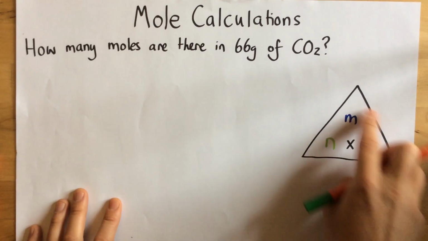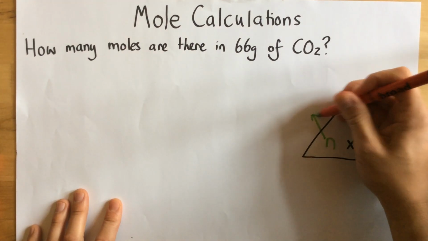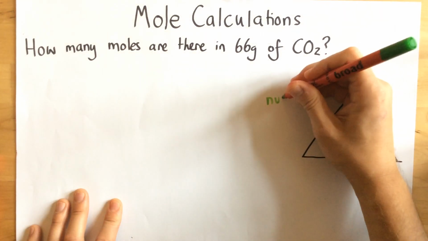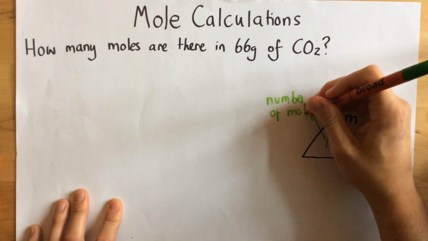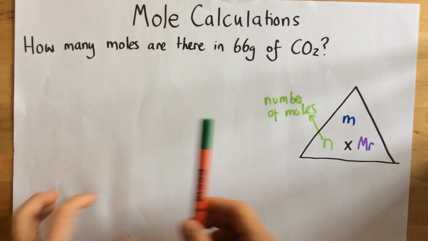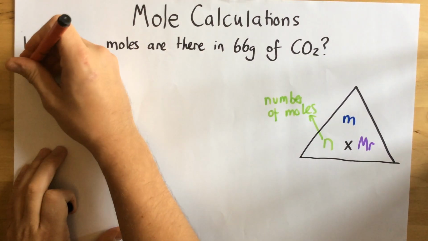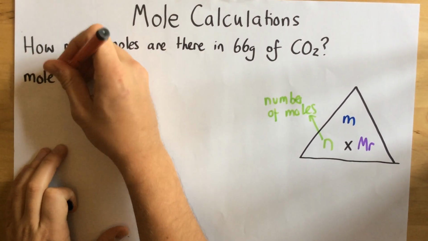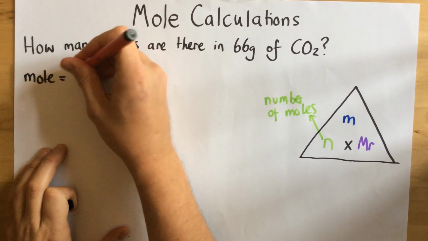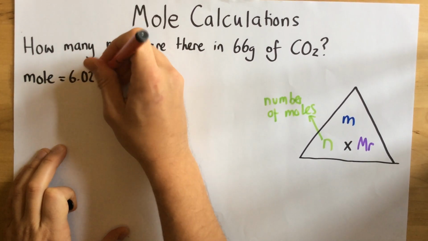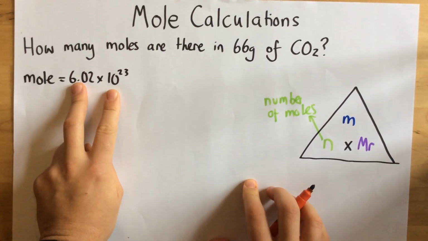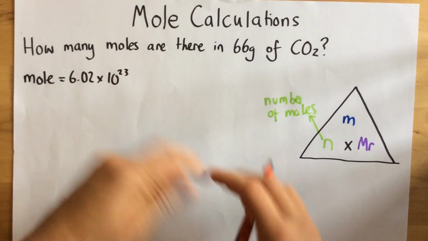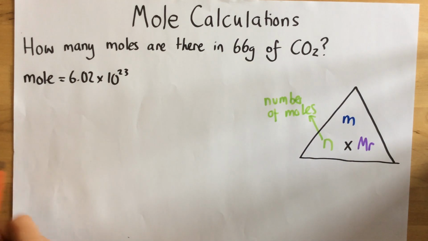First of all, let's figure out what these three things mean. N just means number of moles. Now, we need a quick recap about what a mole means. All that a mole is, is an amount of particles. A mole is 6.02 times 10 to the 23, so it's a really, really big number. That's just saying how many particles there are in total.